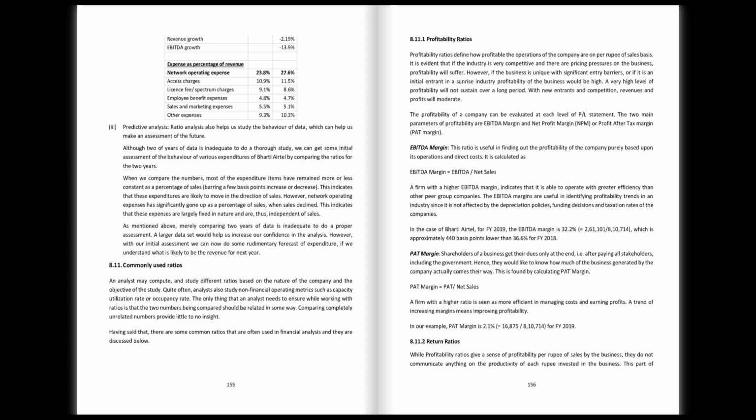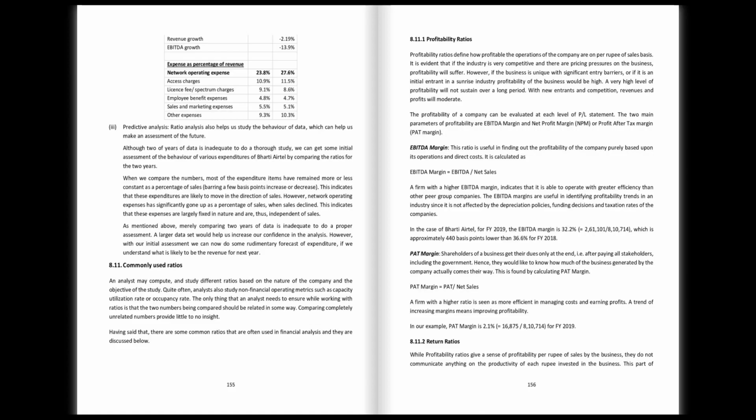A firm with a higher EBITDA margin indicates that it is able to operate with greater efficiency than other peer group companies. The EBITDA margins are useful in identifying profitability trends in an industry since it is not affected by the depreciation policies, funding decisions, and taxation rates of the companies. In the case of Bharti Airtel, for FY 2019, the EBITDA margin is 32.2%, that is 261,101 divided by 810,714, which is approximately 440 basis points lower than 36.6% for FY 2018.